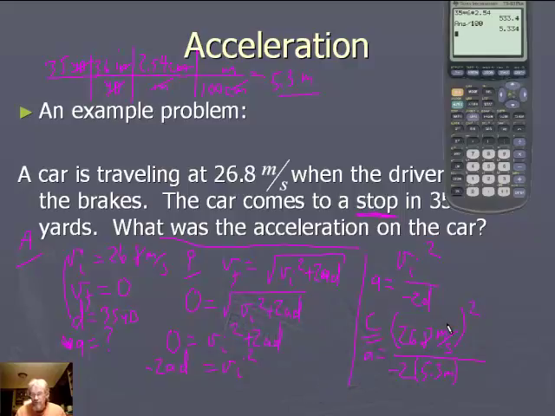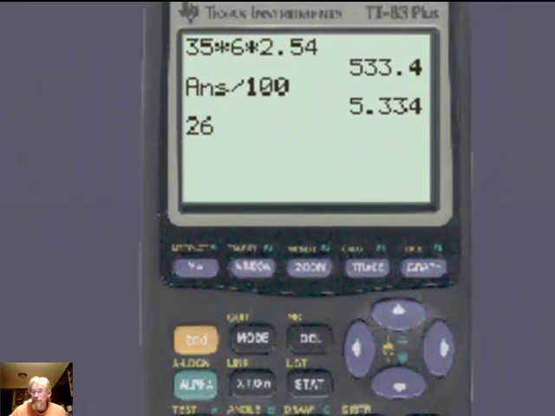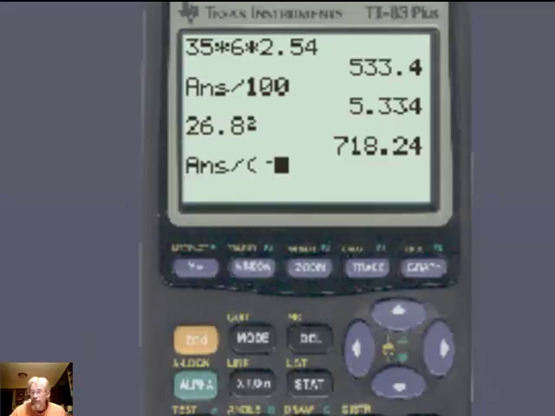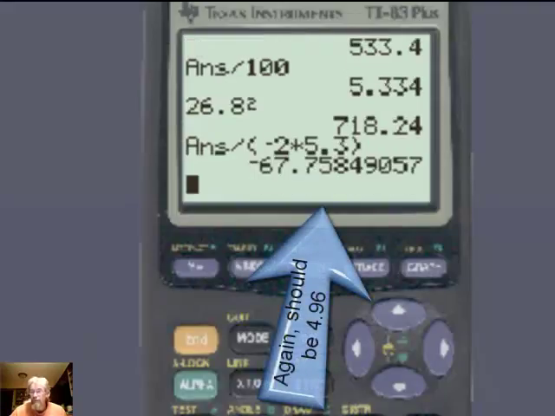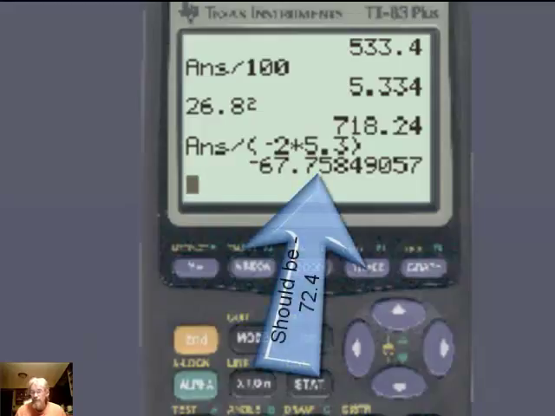Let's check our units. This is going to be meters squared over seconds squared. But one of those meters is going to cancel because I've got meters down here. So this cancels with the squared part of the meters squared, and that's going to leave me with meters per second squared. And that is acceleration. So good acceleration units. Now let's do the arithmetic. Go to my calculator. 26.8 squared divided by negative 2 times 5.3. The answer that I get is about negative 68 meters per second squared.